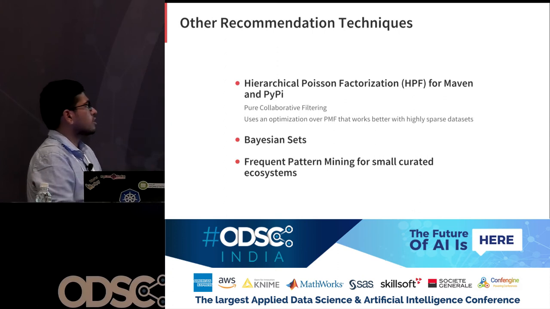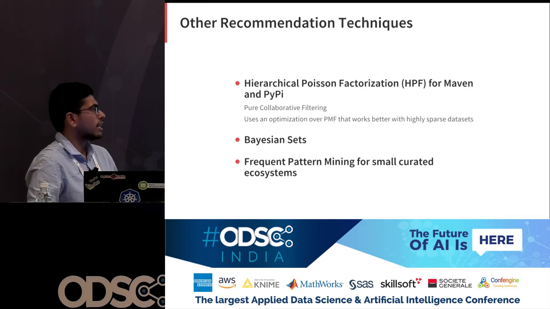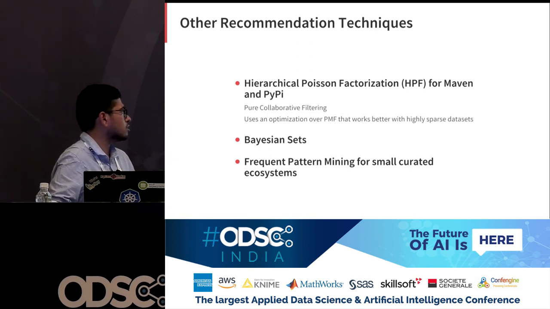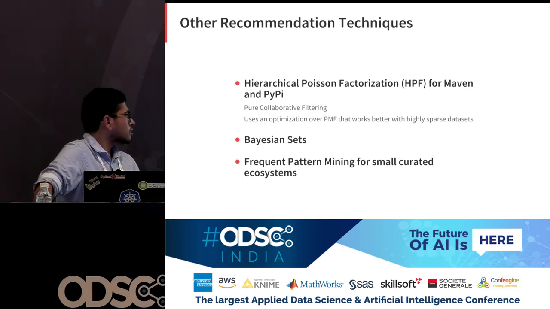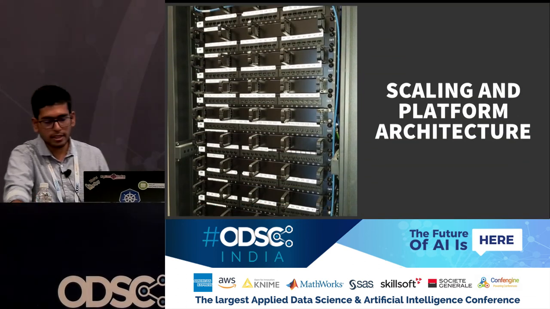Now, other models that we work on. Not everywhere is it the case that we get a lot of rich feedback data. Maven was one such ecosystem, and of course Python was another. For them, we use a very pure collaborative approach called hierarchical Poisson factorization, and we did other experiments with Bayesian sets and co-clustering. Everybody does that.